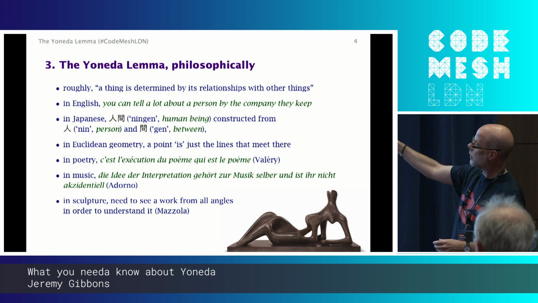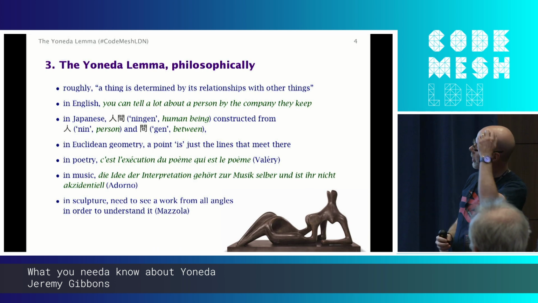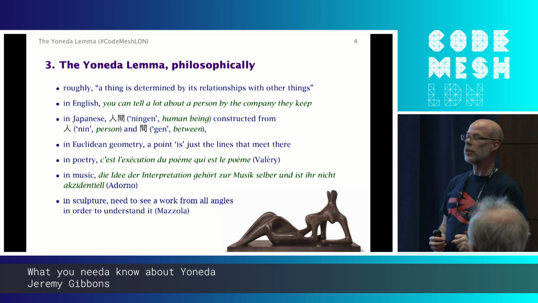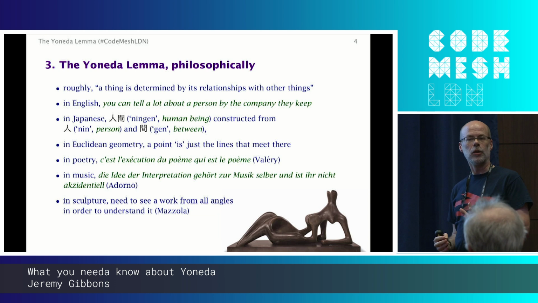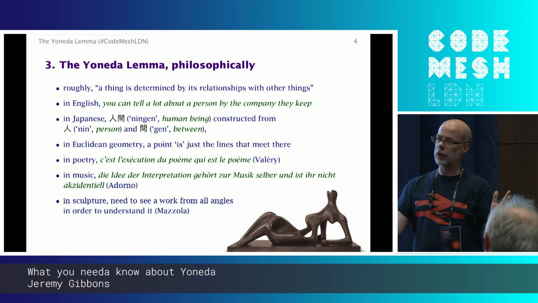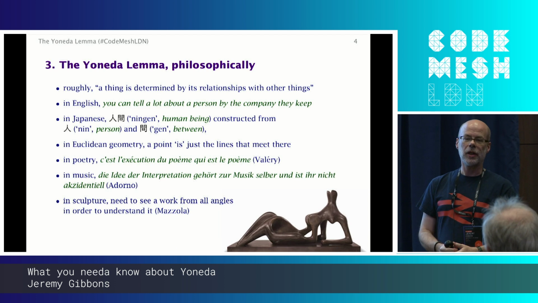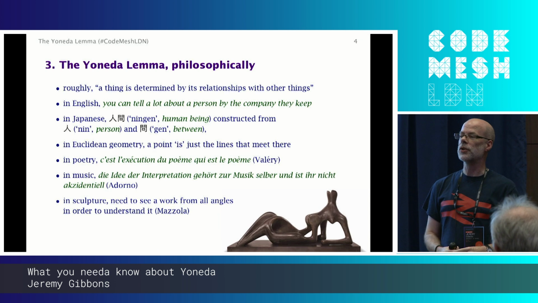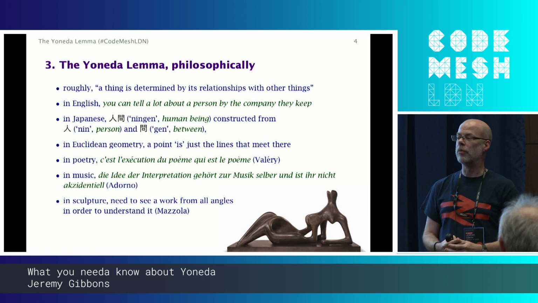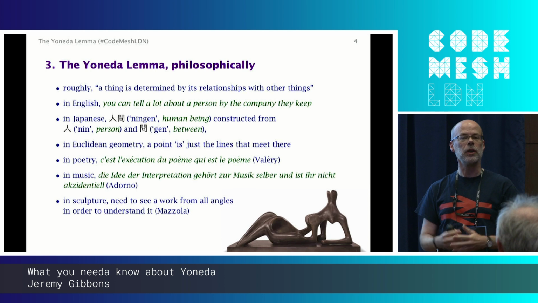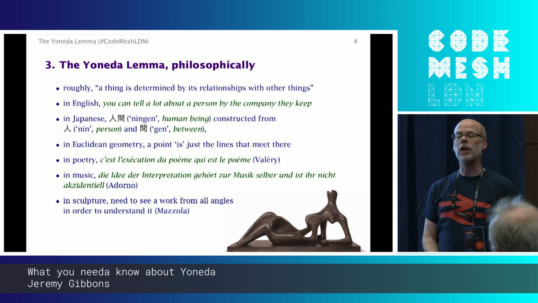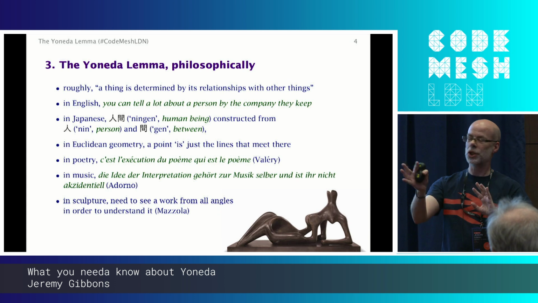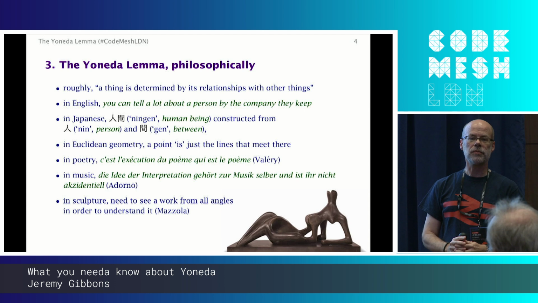And similarly with music. Theodor Adorno, a musicologist, says the idea of interpretation belongs to music itself, and it's not an accidental property. It's not something that's built on top of music. Beethoven's Fifth is not a collection of dots on a piece of paper. Beethoven's Fifth is the collection of its performances. It's its interpretation. It's how it's evolved over time. That's the entirety of Beethoven's Fifth. So you can understand Beethoven's Fifth by its relationships to the milieu in which it finds itself.